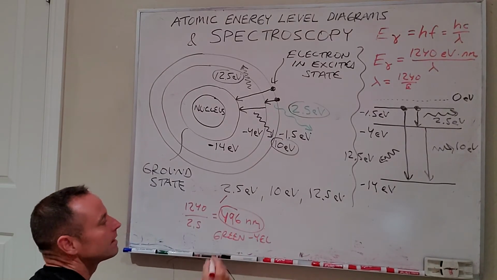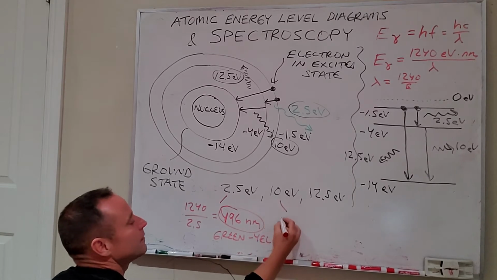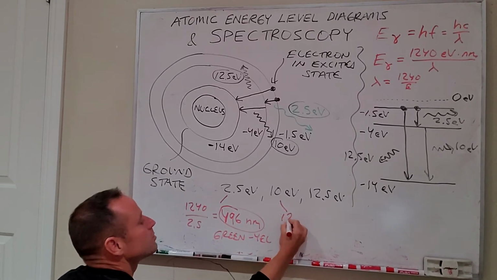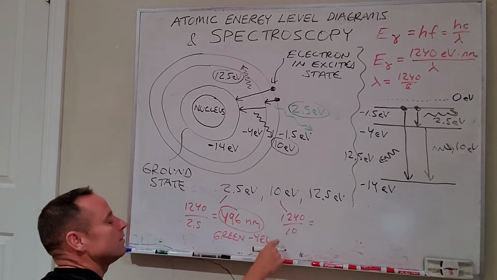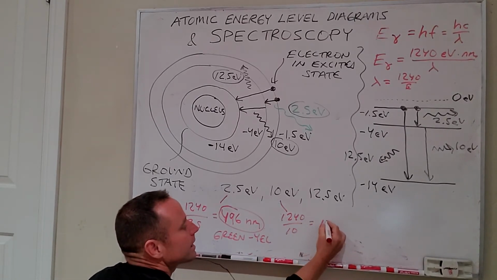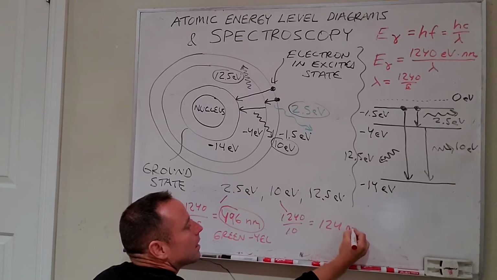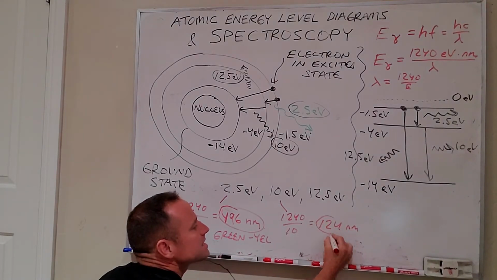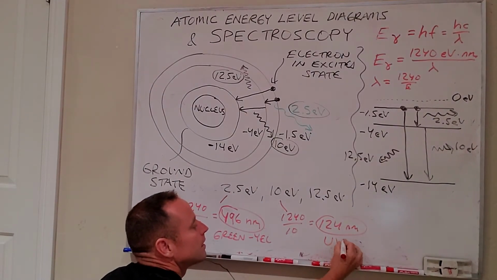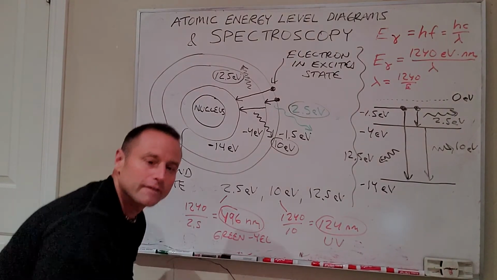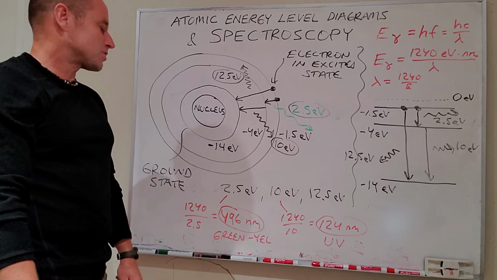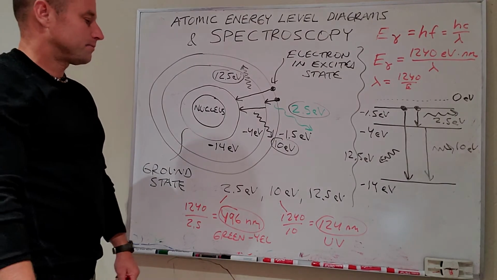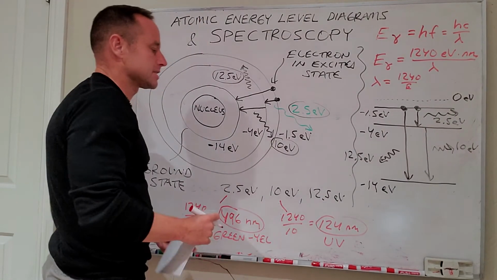You'd see that one. This one is an easier one. If you do 1240 over 10, that's going to give you a 124 nanometer photon. Not going to see that one. That one's UV, that's too short. If you remember, the shortest ones that you can see, the cutoff is around 400. So that one's going to be too short to see.